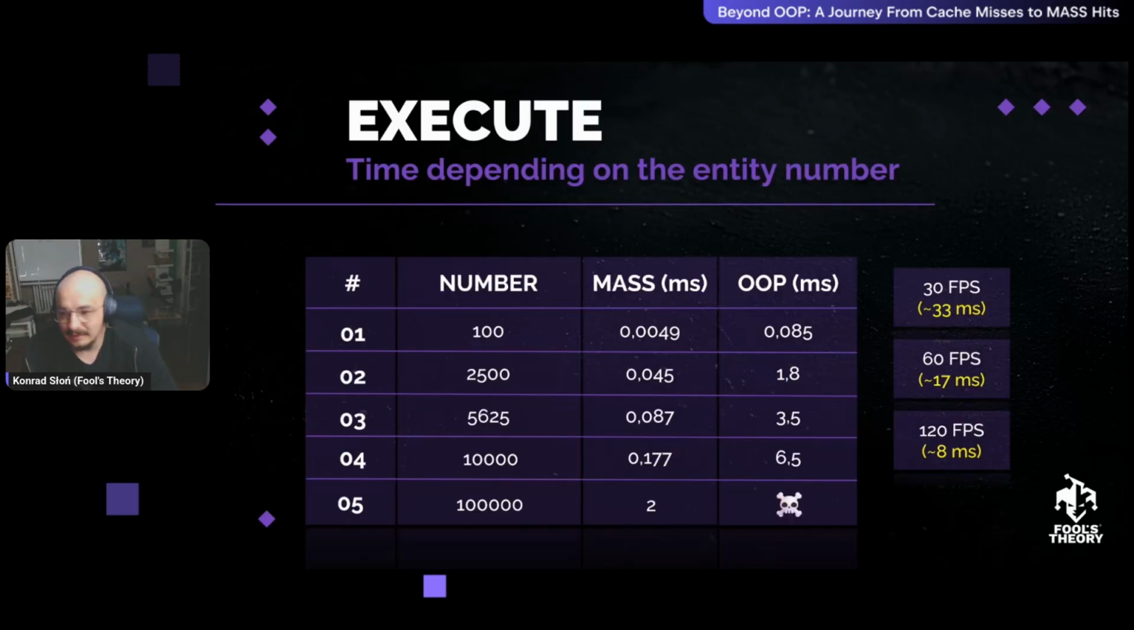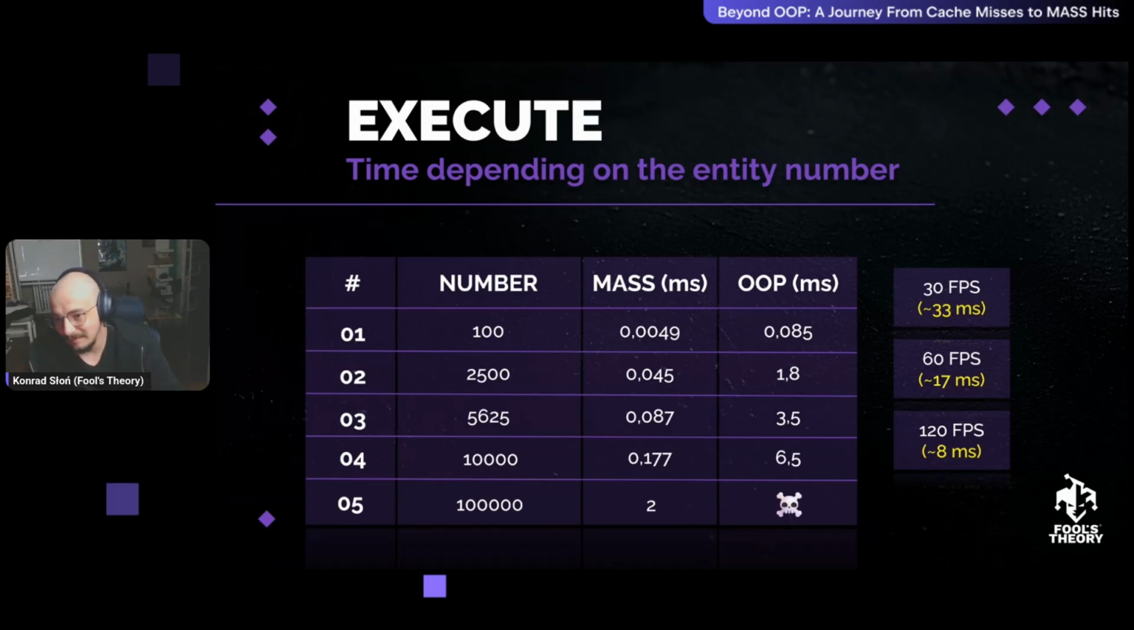If you look at some numbers here, you can see that with this approach, even if you have 10,000 actors, this is still less than 1 millisecond. And at some point, object-oriented programming is not even usable.